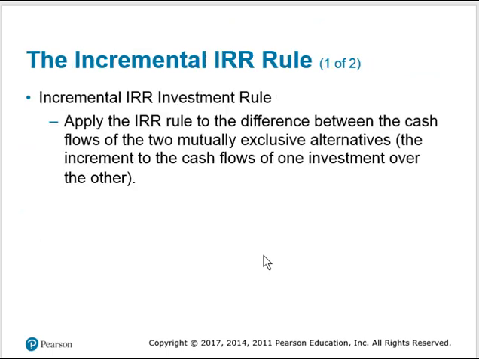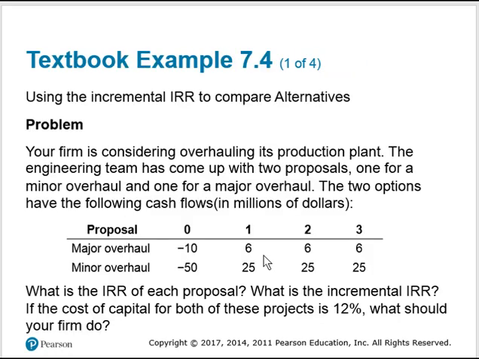One of the things we can use the internal rate of return rule for, though, is to look at the difference between two sets of cash flows. So we can analyze cash flows and try to determine which projects are better based on the cash flows that we observe. So we have these two projects. We have a major overhaul and a minor overhaul. And again, if you look at the cash flows, they're obviously different in size, right? So what is the internal rate of return for each one of these projects? And if the cost of capital is 12%, what should your company do?